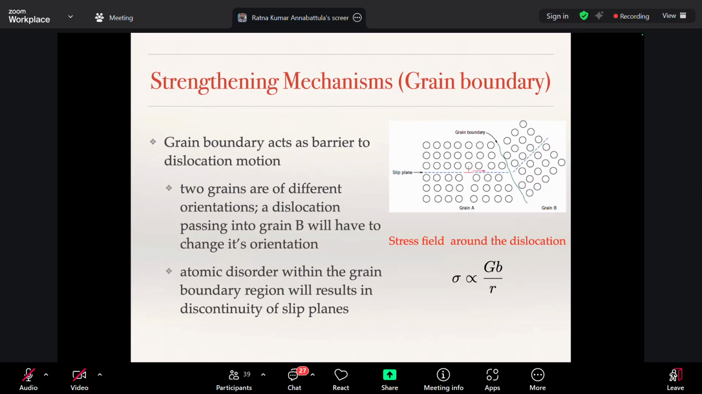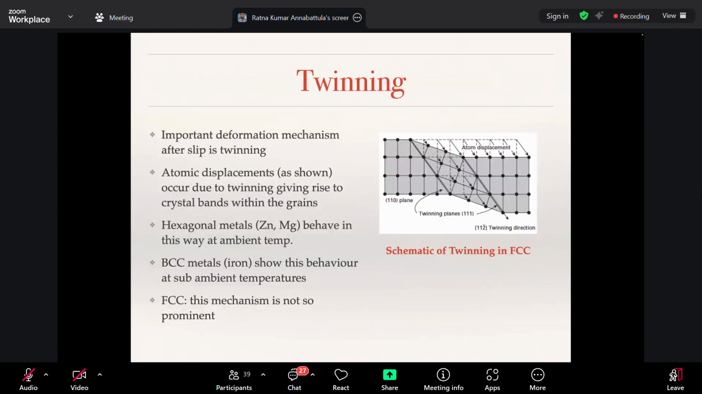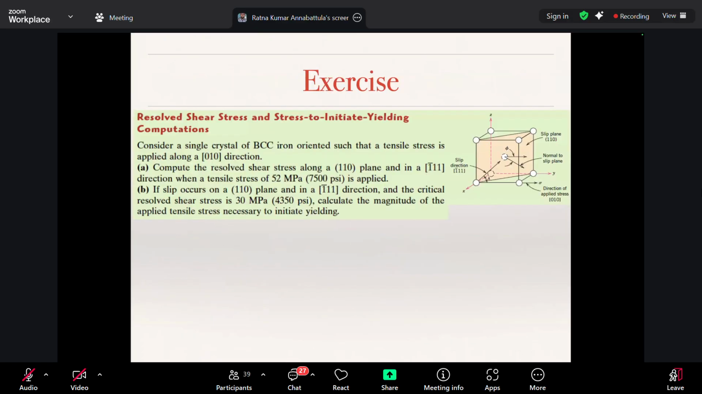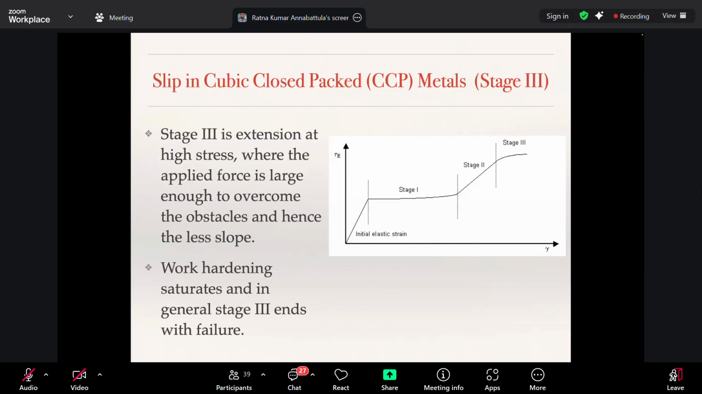All right. So in the previous class, we have discussed about this fellow. You have a single crystal material. In stage 1, typically what happens is you have several slip systems in a single crystal material. And when you are loading the system like that, up to here it is purely elastic deformation.